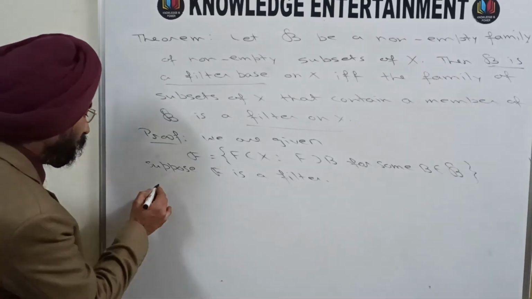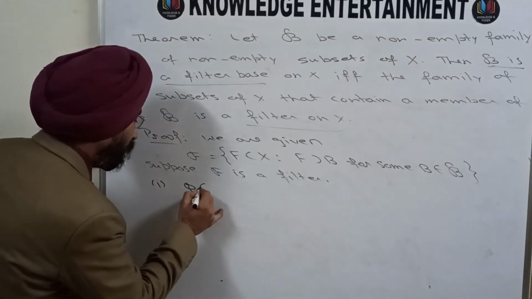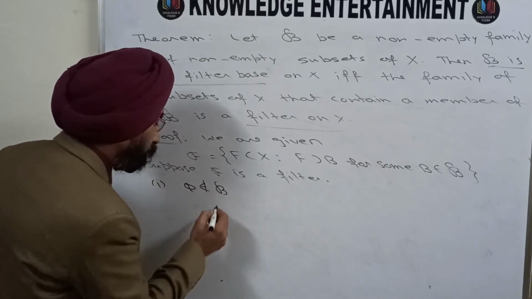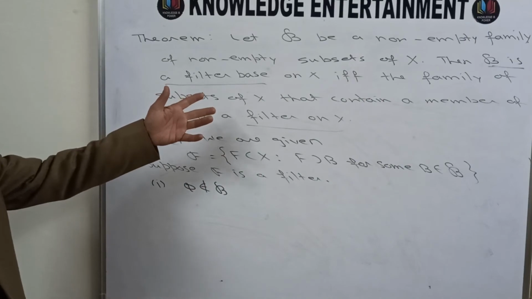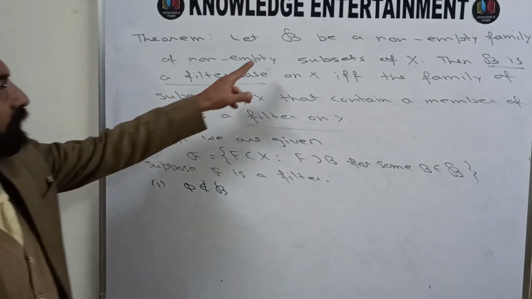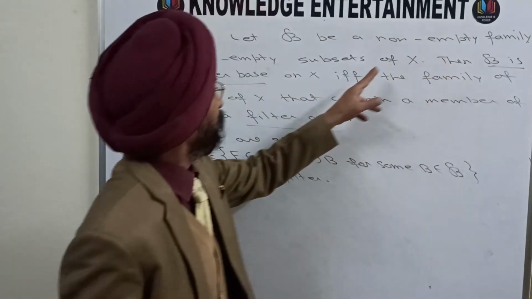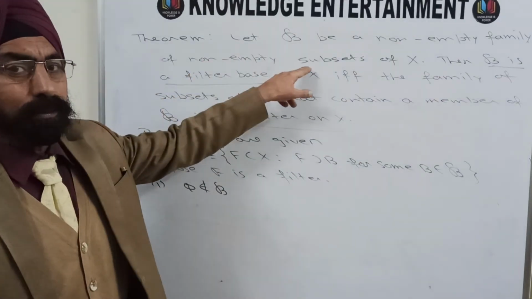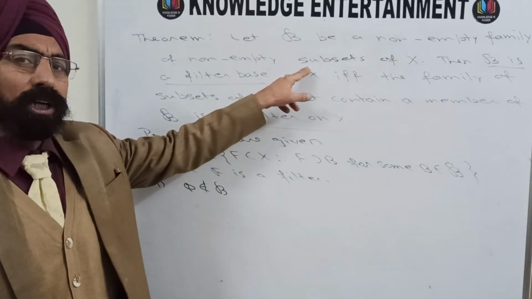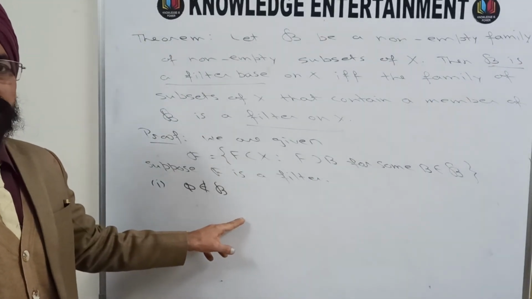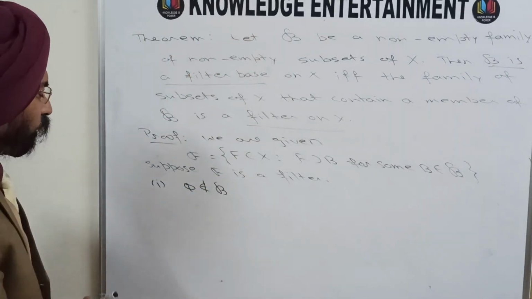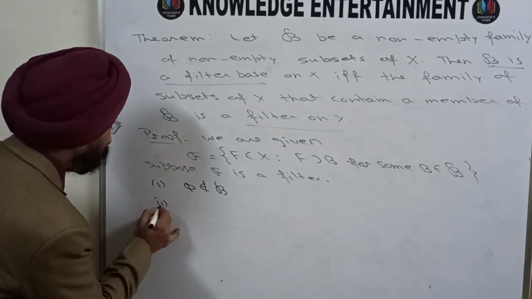Number one, phi does not belong to B. And if you look closely at the statement of the theorem, it is given that B is a non-empty family of non-empty subsets. So B contains only non-empty subsets. That means phi is not there in B. So the first condition is very much given in the statement. And now we will move on to the second condition.